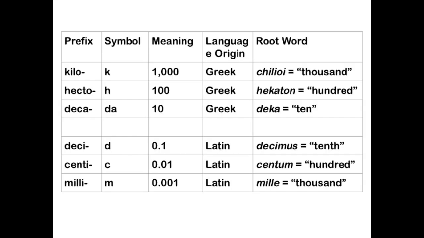Another way to remember words or prefixes is to think about their etymological origin. As previously mentioned, the larger prefixes are of Greek origin. So kilio stands for 1,000, hecaton 100, deca 10. And then the smaller prefixes are Latin. So deci stands for decimus, tenth. Centi comes from centum, 100, and milli comes from mil, 1,000. Now that we've learned the different metric prefixes, let's learn how to convert metric units.